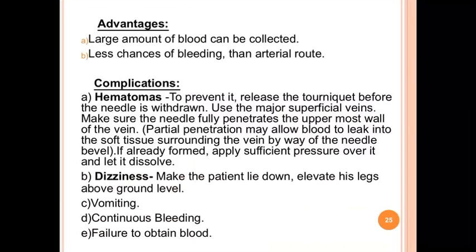Now there are various complications associated with venipuncture. First is hematoma formation. We can prevent it by releasing the tourniquet before the needle is withdrawn and using a major superficial vein. Make sure the needle fully penetrates the uppermost wall of the vein. Partial penetration may allow the blood to leak into the soft tissue surrounding the vein by way of the needle bevel. And if the hematoma is already formed, apply sufficient pressure over it and let it dissolve.